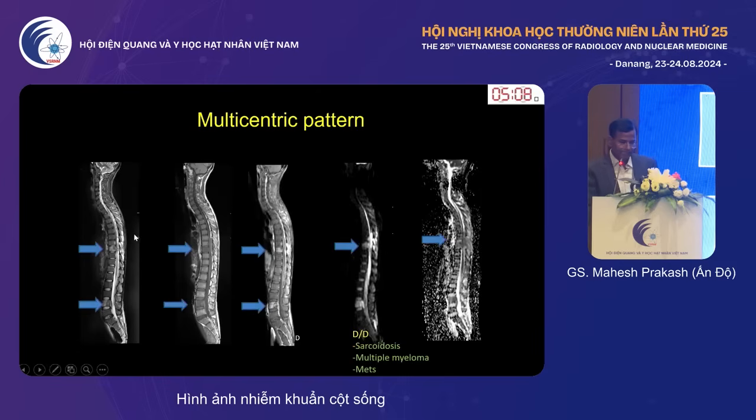Sometimes you can see multicentric lesions, and sometimes only the vertebrae are involved. In those cases it's quite difficult to differentiate from other pathologies like sarcoidosis, multiple myeloma, or metastasis. These are very difficult situations, and you have to give a differential diagnosis to clinicians. These patients require a biopsy to say it's actually tuberculosis.